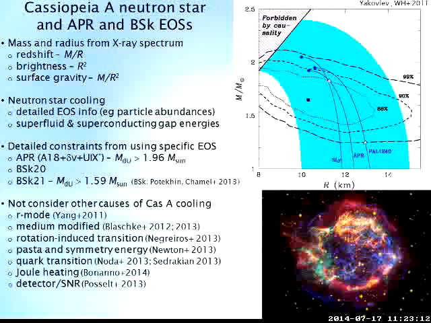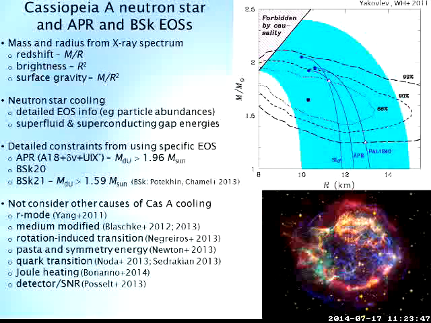So let me move on to talking about Cas A. We have X-ray spectra, like I showed, and again, you can get the mass and radius just from fitting the spectra. These are the things that you get out of fitting the spectra and the ways you can get mass and radius. There's obviously redshift, there's brightness, and surface gravity.